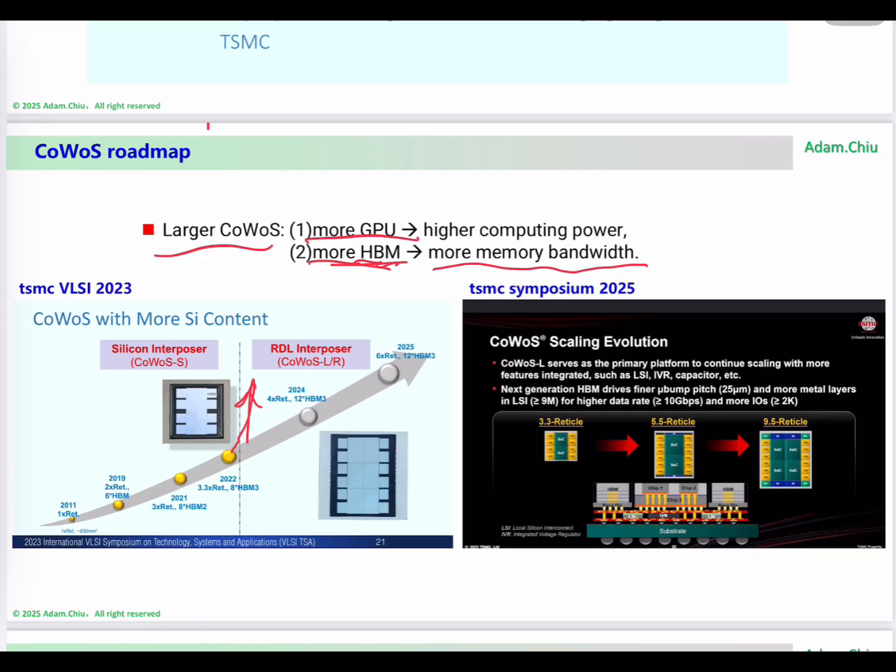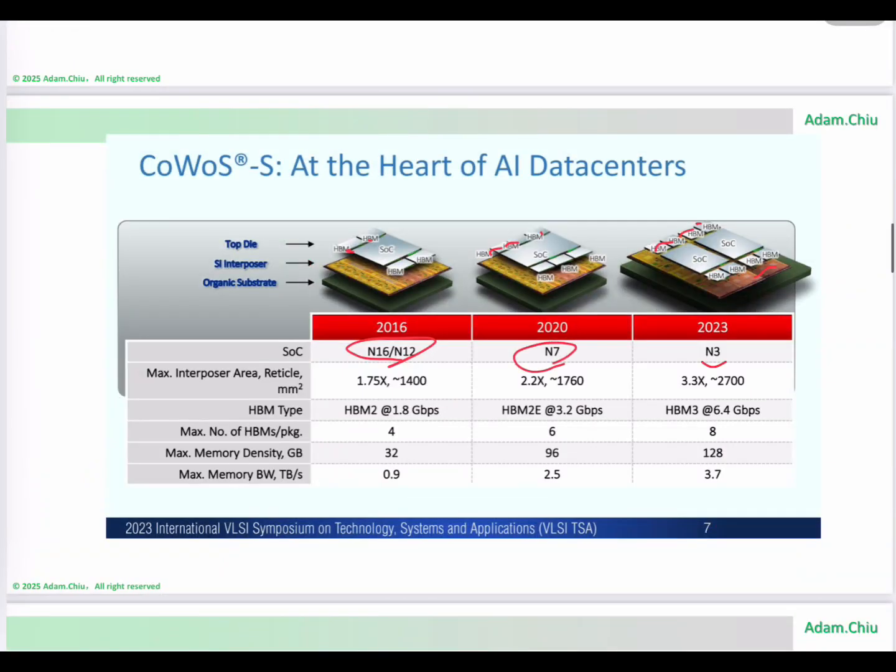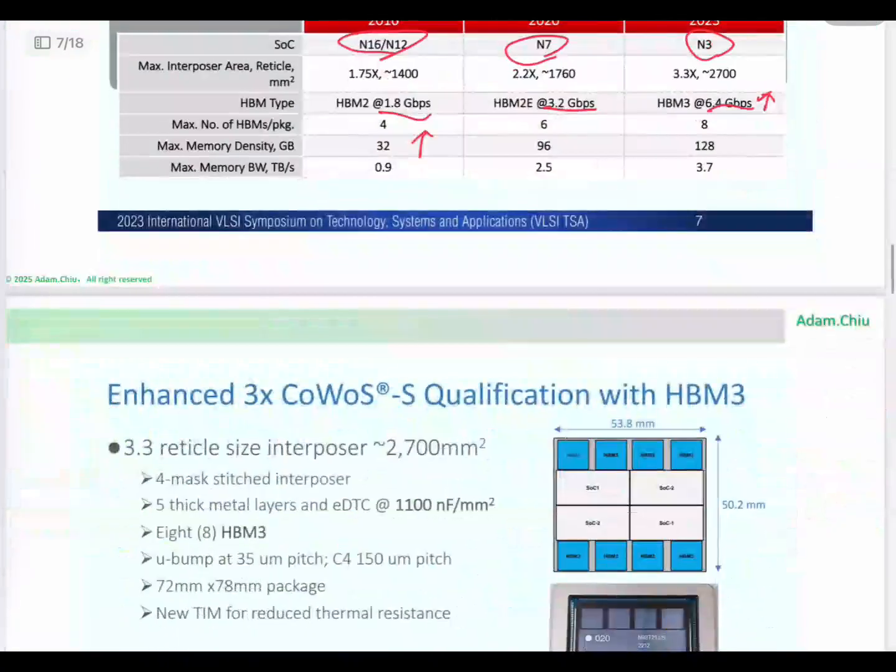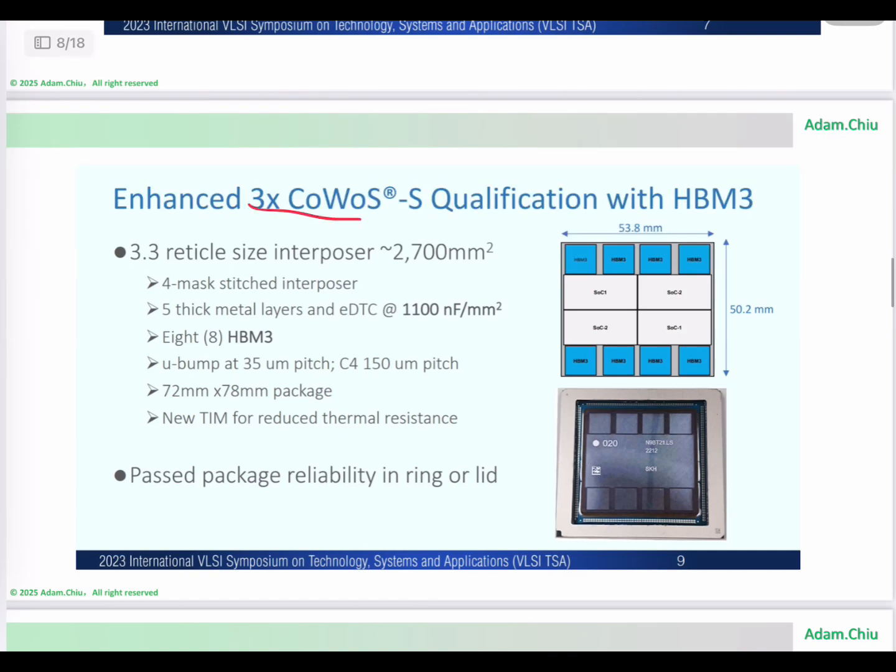This chart very clearly explains it has laid out all its specifications. For example, from previous SoC performance, it's a path to advanced processes from 7 nm to 3 nm. The interposer size is constantly increasing and HBM is continually iterating. We can see its speed is constantly rising. The number of HBM is also increasing, so its density, its capacity, is also continuously improving. Alright, let's take a look. This chart is about a 3x reticle CoWoS S. It essentially says its size is 53.8 by 50.2. That's approximately 2,700 square millimeters.